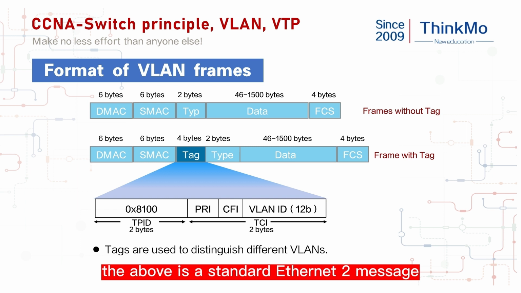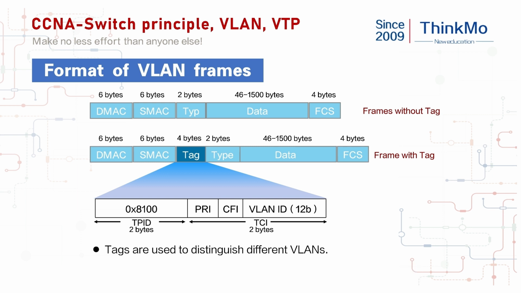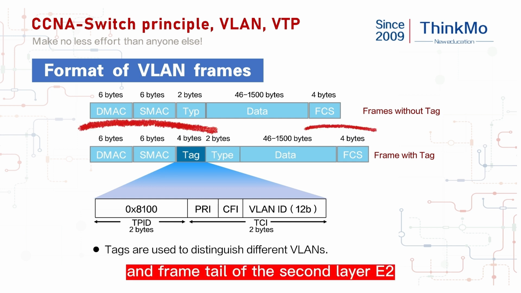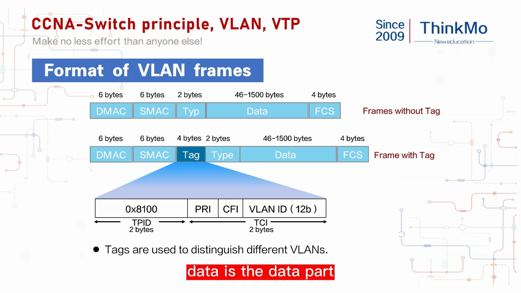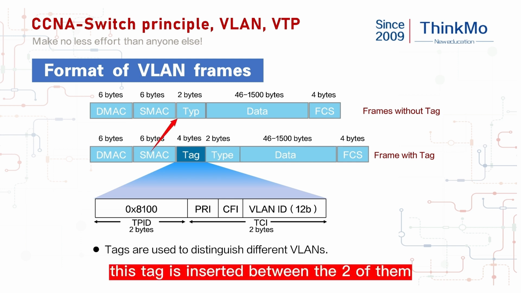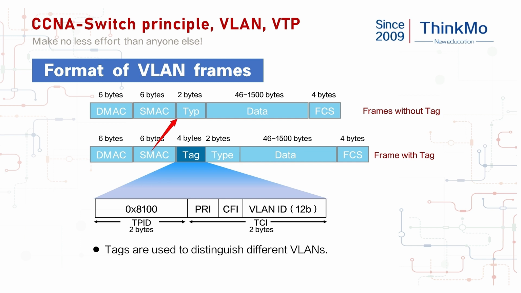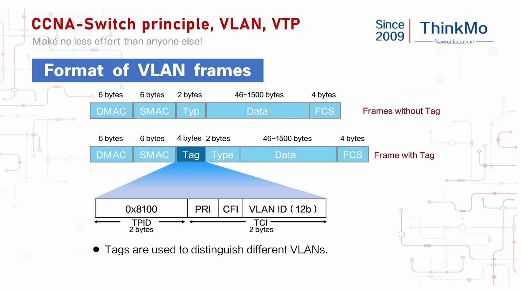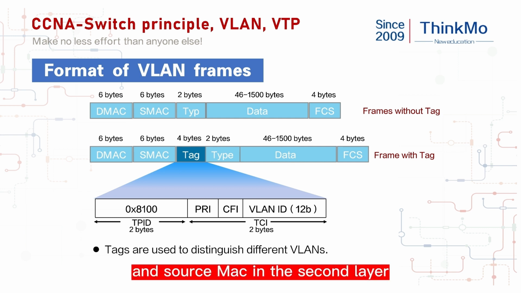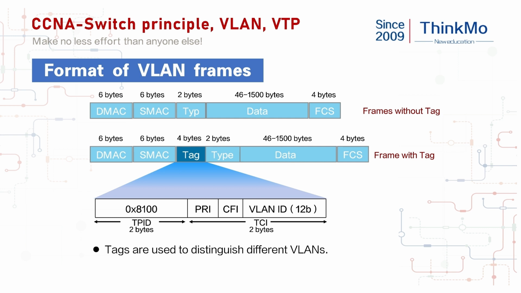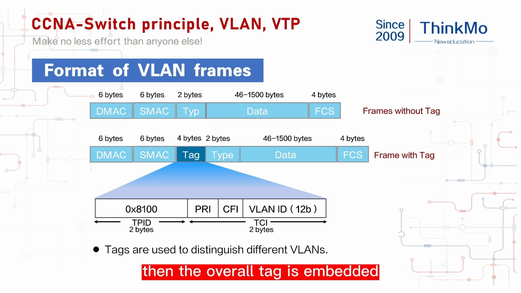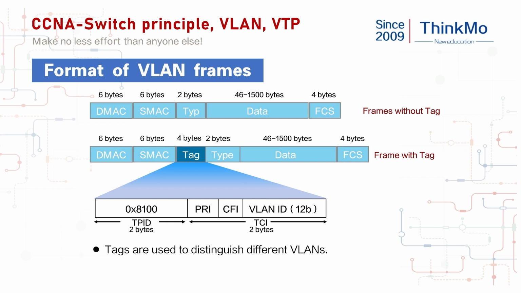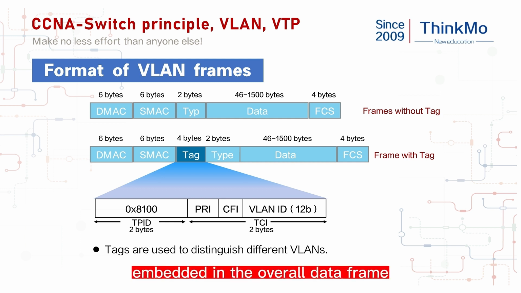The above is a standard Ethernet 2 message, a total of 18 bytes. This part is the frame header and frame tail of the second layer Ethernet 2. Data is the data part. This tag is inserted between the two of them. This type indicates what protocol the upper layer is. This is the destination MAC and source MAC in the second layer, and checksum. Then the overall tag is embedded in the overall data frame.